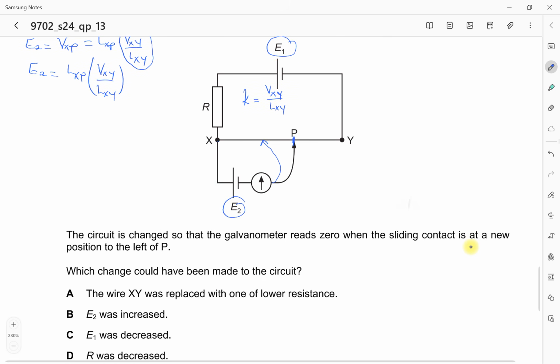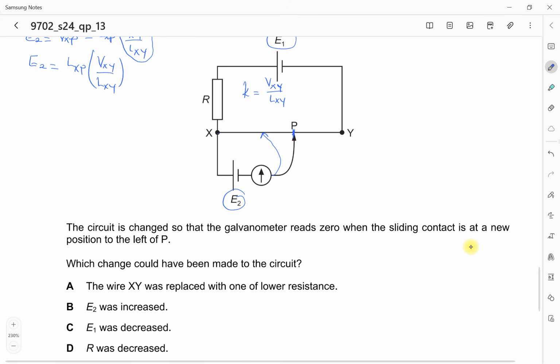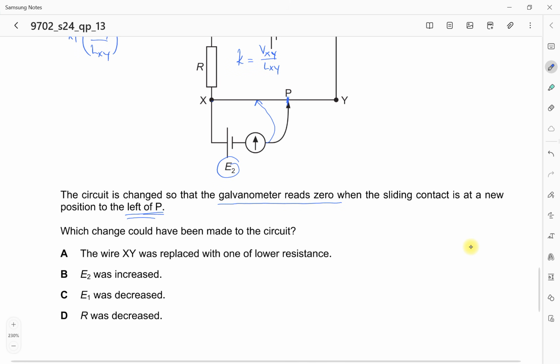Okay, so let's inspect the answers now. Which change could have been made to the circuit? Remember, the reading becomes 0 when the sliding contact is moved to the left. Which change must give us a value E2 when we move to the left? Remember, E2 must remain constant. E2 must remain the EMF of the cell because the EMF must be constant. So if we have to move to the left to give us the same value E2, then something must have happened across XY. So let's see, the wire XY was replaced with one of lower resistance.